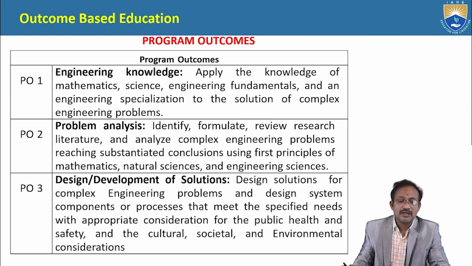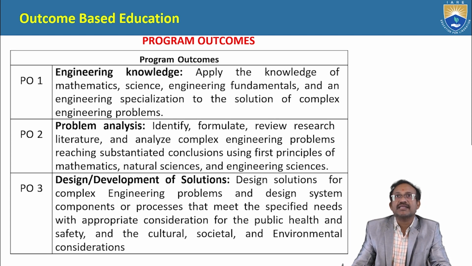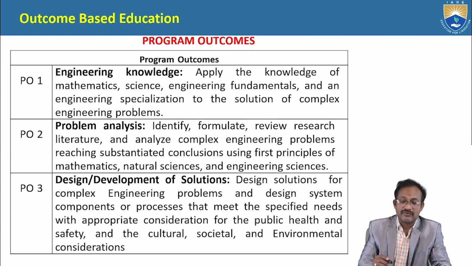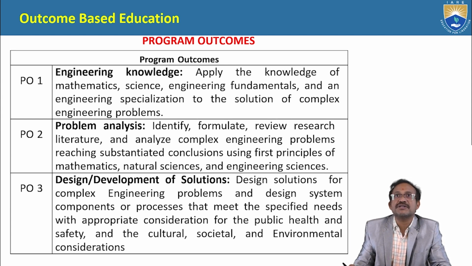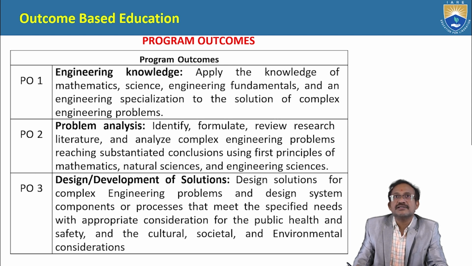Now let us discuss program outcomes. PO1, engineering knowledge: apply the knowledge of mathematics, science, engineering fundamentals, and an engineering specialization to the solution of complex engineering problems. PO2, problem analysis: identify, formulate, review research literature, and analyze complex engineering problems, reaching substantiated conclusions using first principles of mathematics, natural sciences, and engineering sciences.